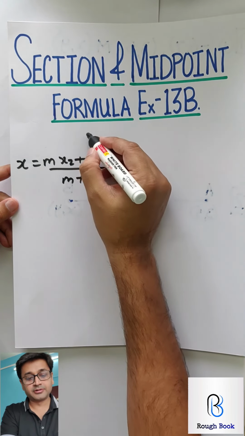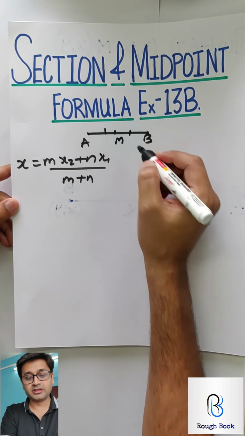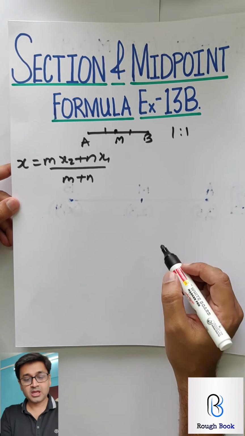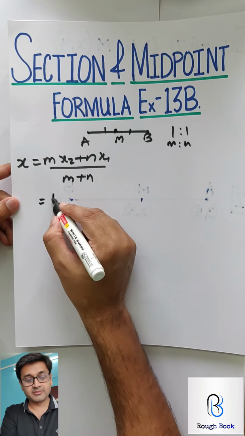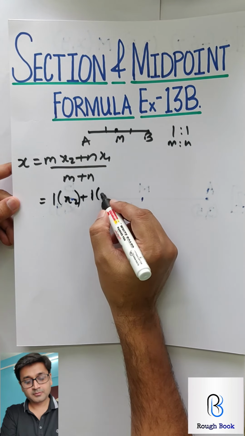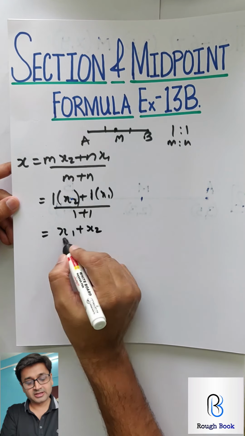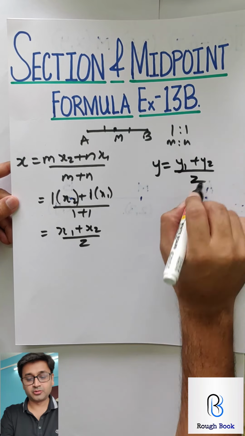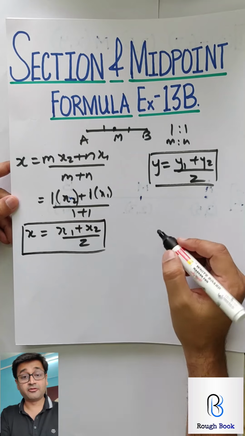And midpoint, that means if there are 2 points and a midpoint lies between them, then obviously the midpoint will break this in the ratio 1:1. So that means m ratio n, both are 1 and 1. So if I substitute m and n in this, what happens? So I will get x is (x1 + x2) / 2. Likewise I will say y is (y1 + y2) / 2. Exactly, this is the formula for midpoint.